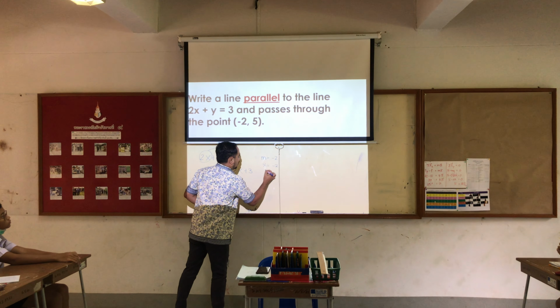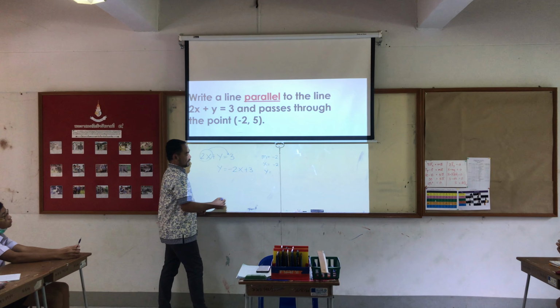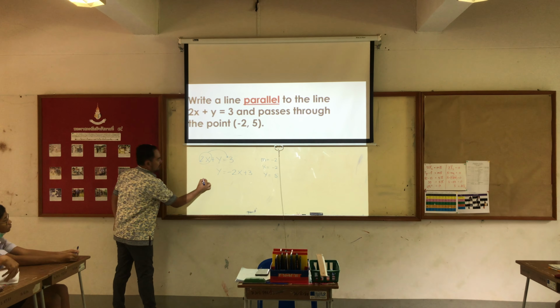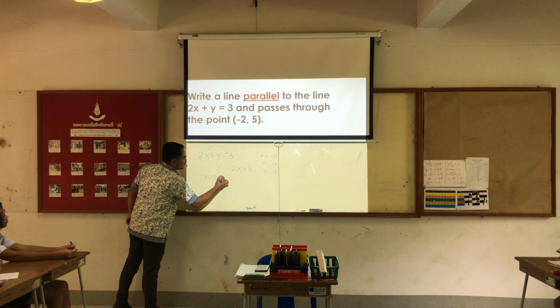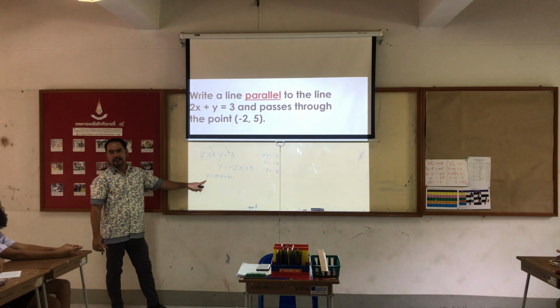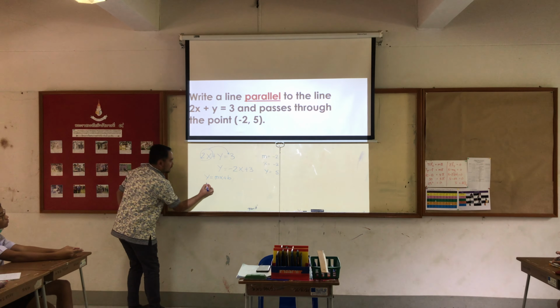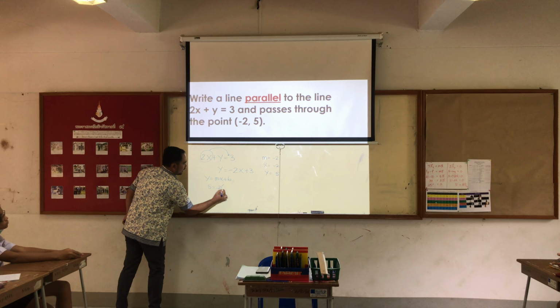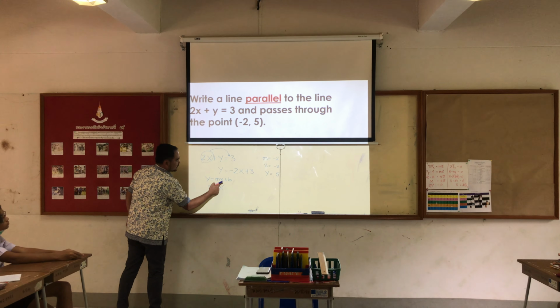-2. How about y? 5. Okay. Now, using the formula y = mx + b, we are going to substitute. Y is how much? 5. Y is 5, is equal to m, -2, x, -2. And we are going to find b.